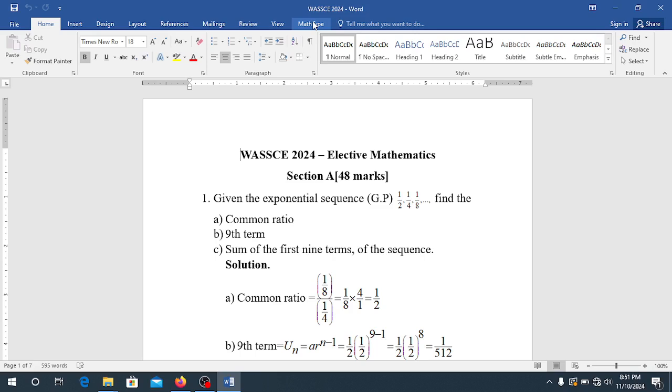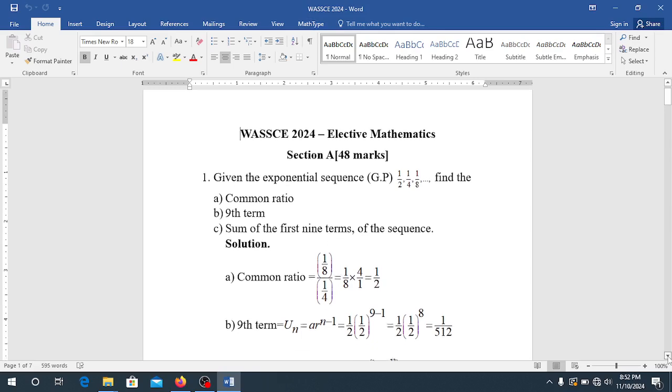So question 1. Given the exponential sequence 1/2, 1/4, 1/8, find A, the common ratio, B, the 9th term, and C, the sum of the first 9 terms of the sequence. So let's go through the solution.